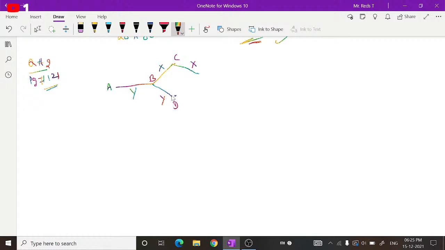BD is a Y rod. At this end another Y rod is connected. So between B and D one more X rod is connected. This junction is called E. Right? This is maintained at 10 degrees Celsius and this is maintained at 60 degrees Celsius. So the question is to find the effective thermal resistance of this combination.